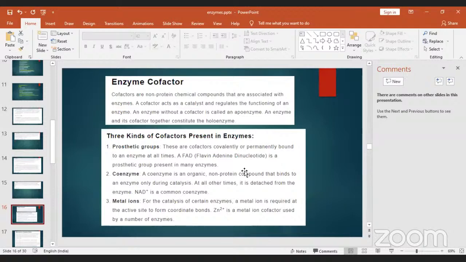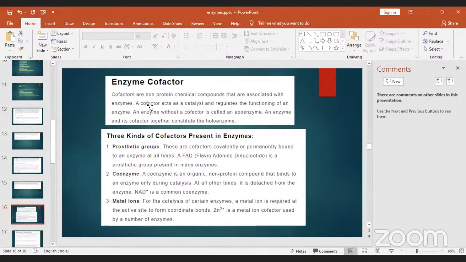Second one, coenzymes. What are the coenzymes? Prosthetic groups are organic and non-protein parts, and coenzymes are also organic and non-protein compounds. These bind to the enzyme only during catalysis. Coenzymes were first discovered by Fritz Lipmann, F-R-I-T-Z, Fritz Lipmann.